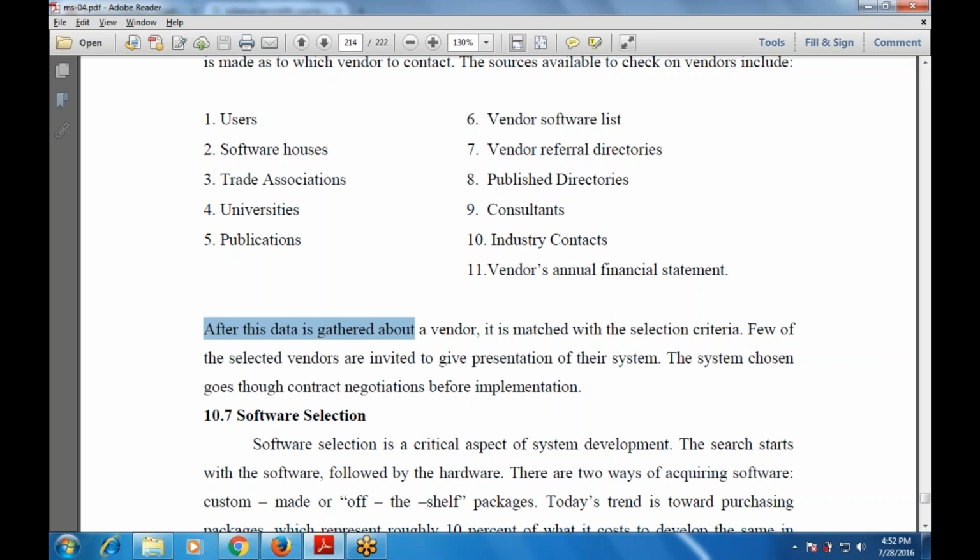After data is gathered about a vendor, it is matched with the selection criteria, and a few of the selected vendors are invited to give a presentation of their systems. The system chosen then goes through contract negotiation before implementation.